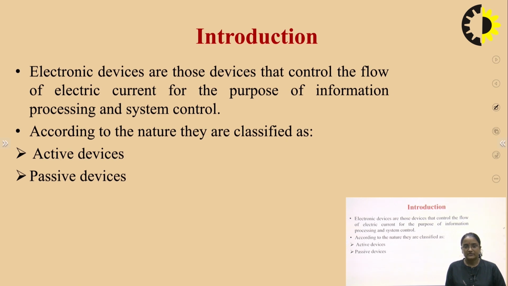Now, what are passive devices? Passive devices are basically acting as the receiver, that is, they are receiving the energy from the circuit and maintaining it. The examples of passive devices are resistors, capacitors, and inductors. So this is a basic introduction of electronic devices. According to the nature, they are classified as active and passive devices.